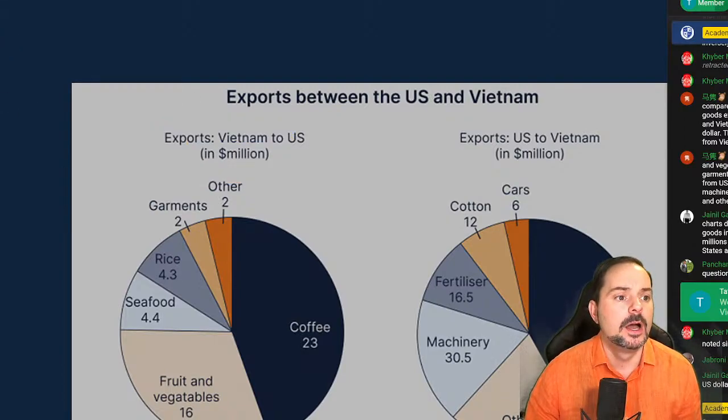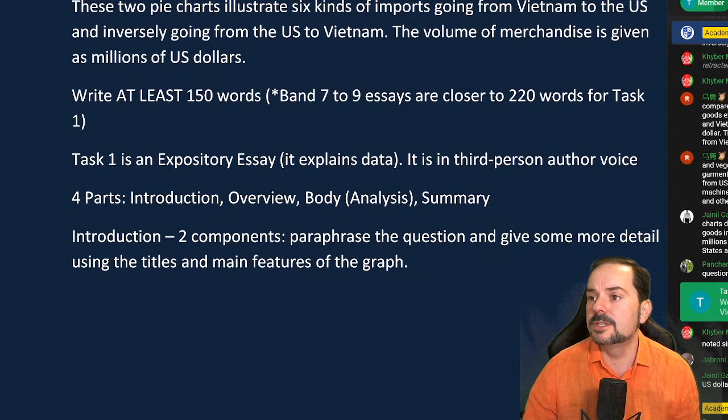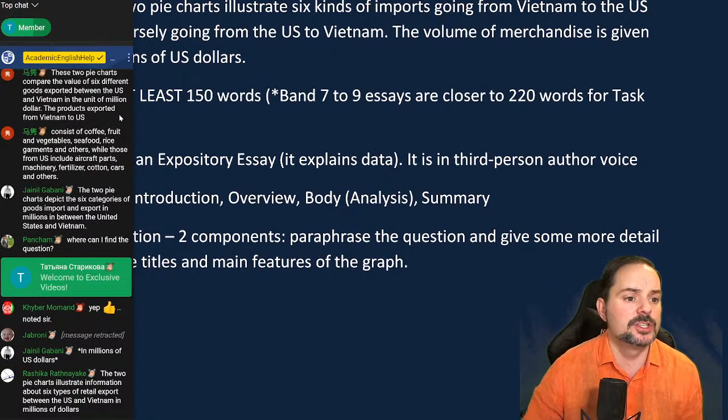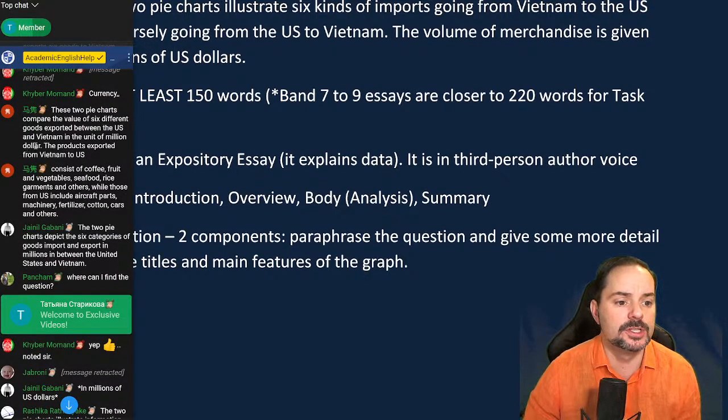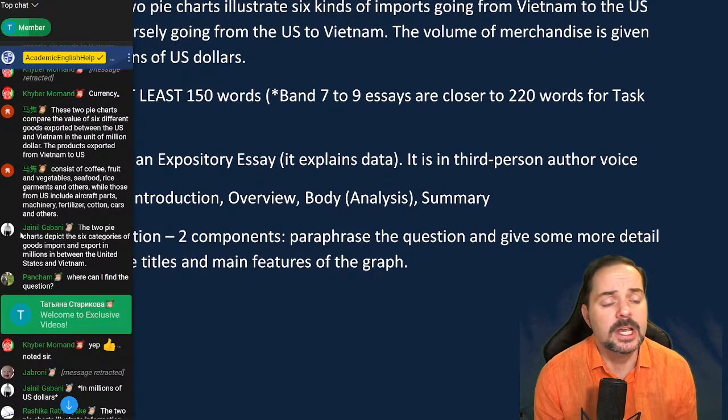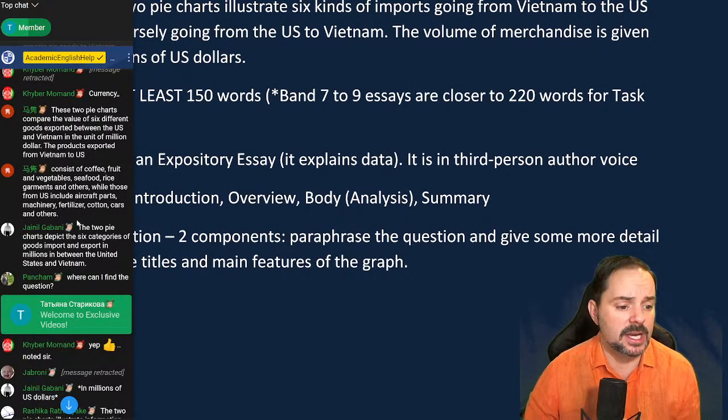All right. So let's go back up here. Let's see what some of our members wrote. We have some different responses here. So June writes, these 2 pie charts compare the value of 6 different goods exported between the US and Vietnam in the unit of $1 million. Okay, in the unit of millions of dollars. The products exported from Vietnam to US consist of coffee, fruit and vegetables, seafood, rice, garments, and other, while those from US include aircraft parts, machinery, fertilizer, cotton, cars, and others. Yeah, so June, you list the different exports and imports, and that's fine. You could do that, okay, so just give that extra bit of detail.